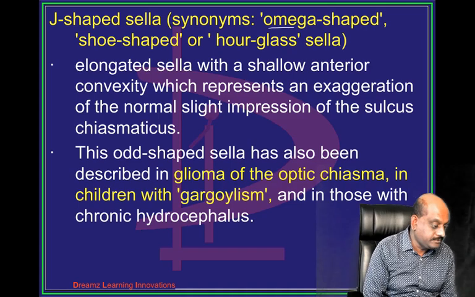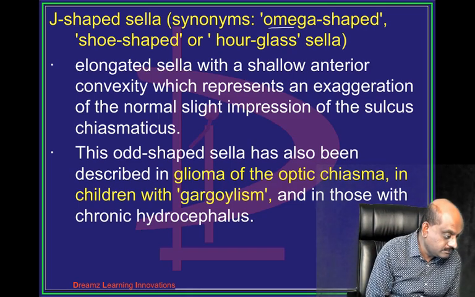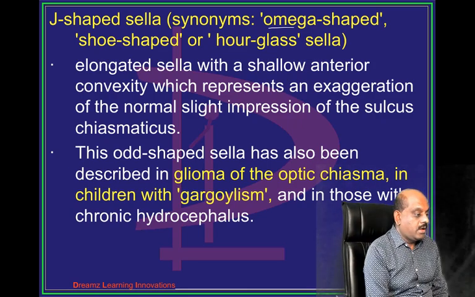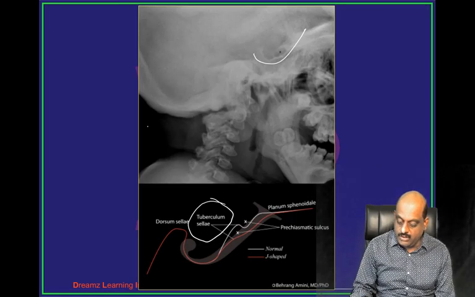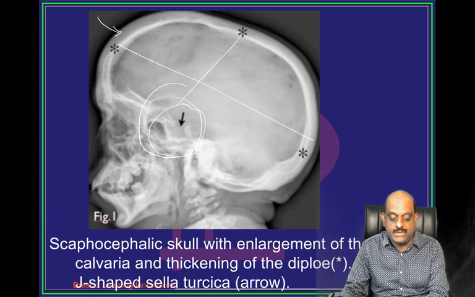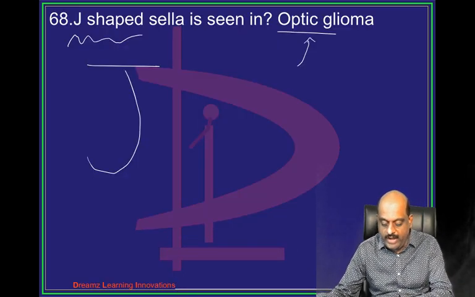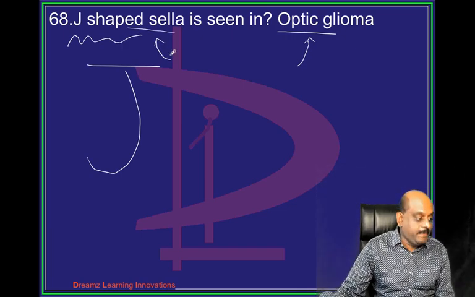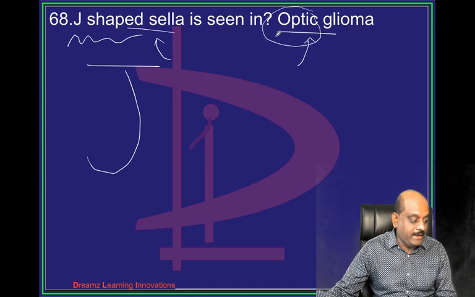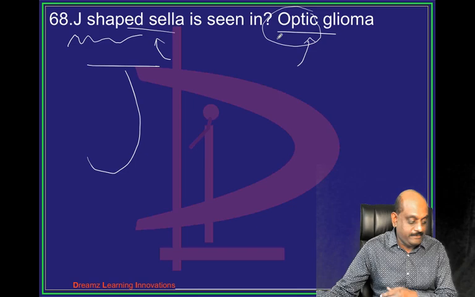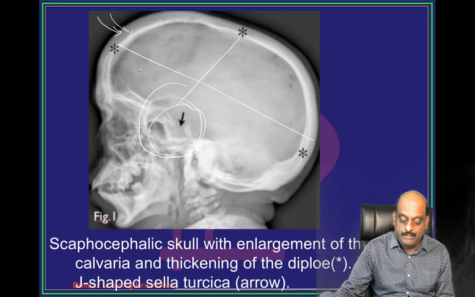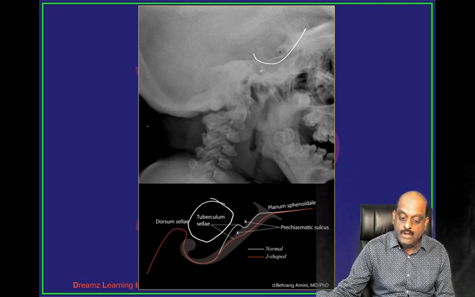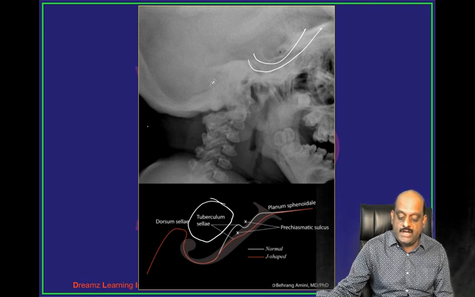I hope we are all broadcasting all right. So just reinforcing what we missed: where do we find J-shaped sella? It is typically seen in optic glioma. So this is a scaphocephalic skull with thickening of the diploe with a J-shaped sella. This is one more example of a J-shaped sella.